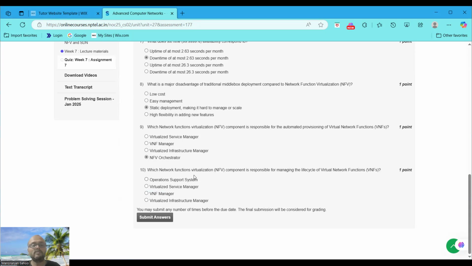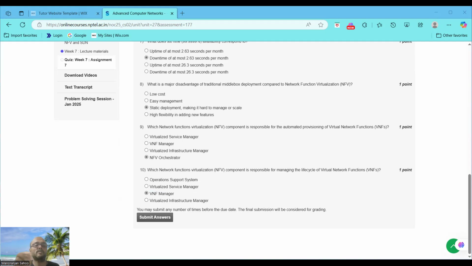Which NFV component is responsible for managing the lifecycle of virtual network functions? Managing means manager, VNF manager. That is option C, VNF manager. So the VNF manager manages the VNF's lifecycle: installation, scaling, termination.